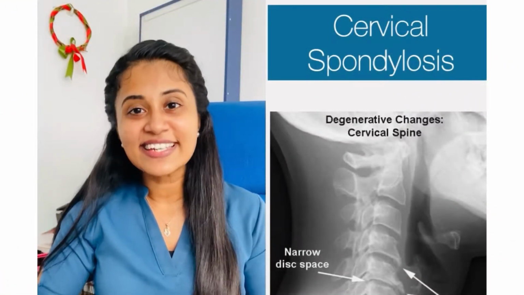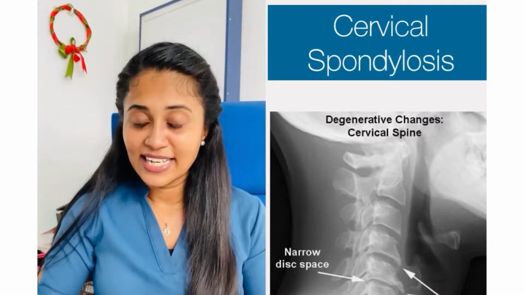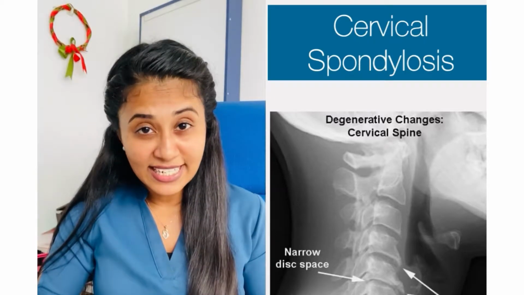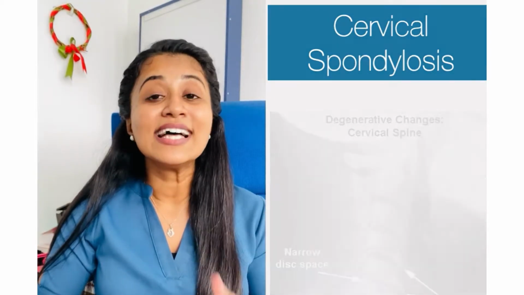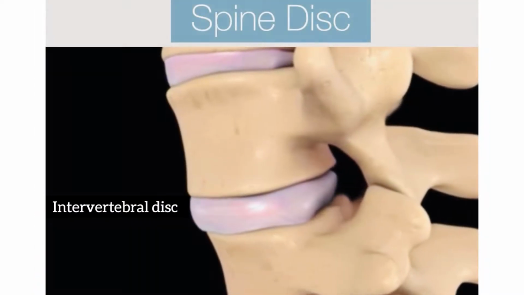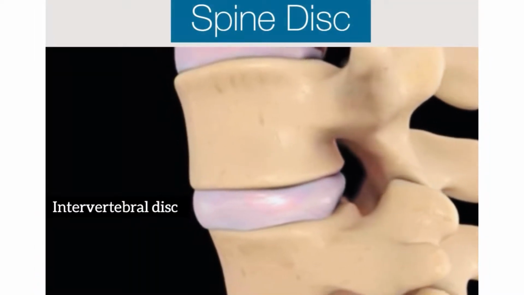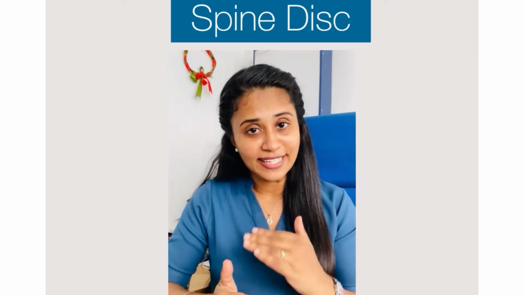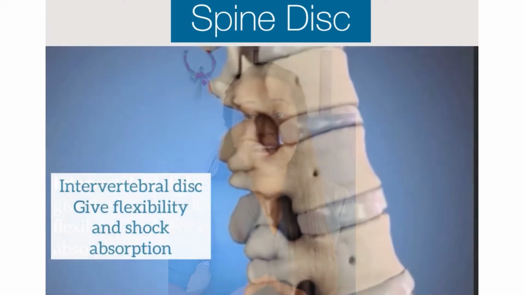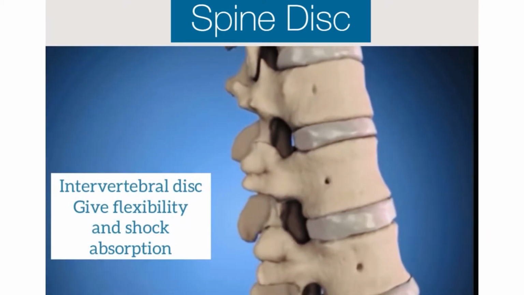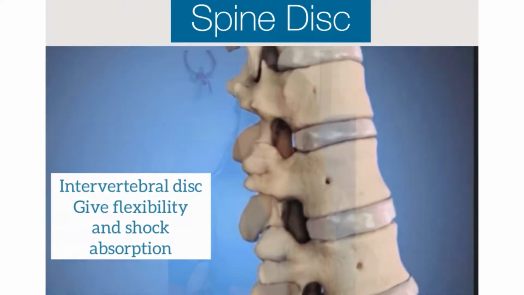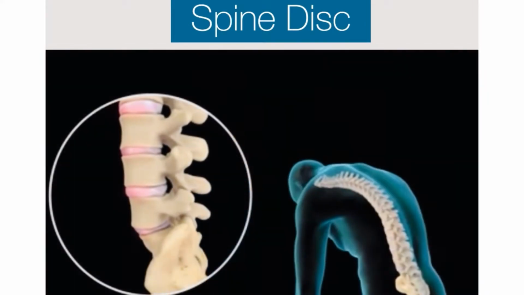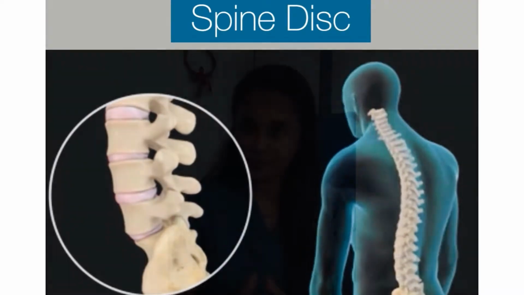Cervical spondylosis is an arthritis of the neck spine. It comes due to age-related wear and tear changes of the neck spine disc. Spine disc is a jelly kind of material located in between every single vertebra. They work as shock absorbers, which means they can reduce the shock going through the spine. They make your spine more flexible to move.